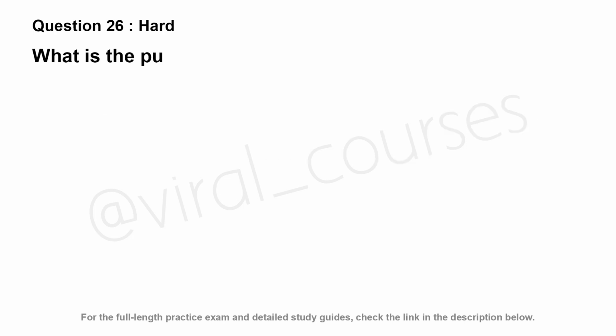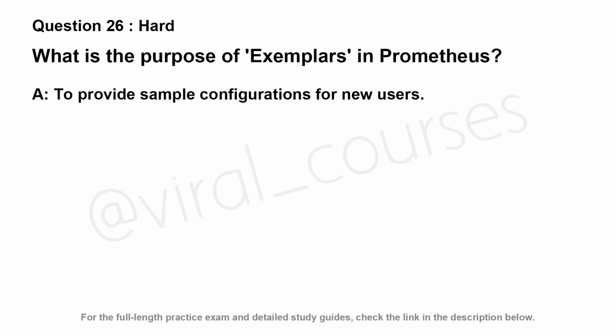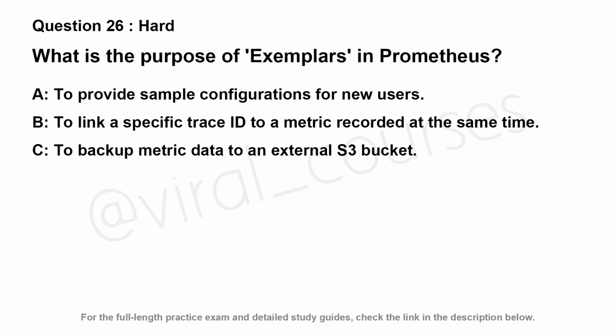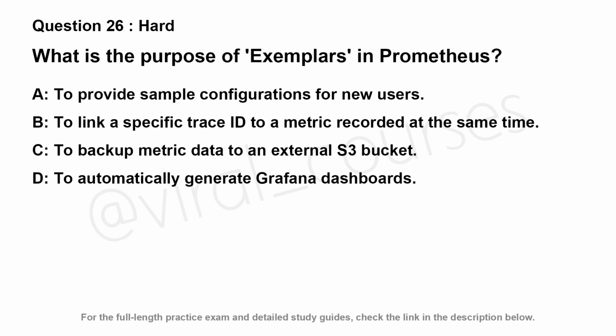What is the purpose of exemplars in Prometheus? Option A, to provide sample configurations for new users. Option B, to link a specific trace ID to a metric recorded at the same time. Option C, to back up metric data to an external S3 bucket. Option D, to automatically generate Grafana dashboards.